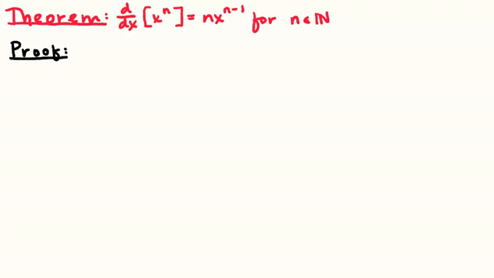But it's important for me to note, this proof is only valid for n being a natural number. It's true for n being any real number, and I will have to come back later, once we know how to take a derivative implicitly, to show you the rest of the powers.